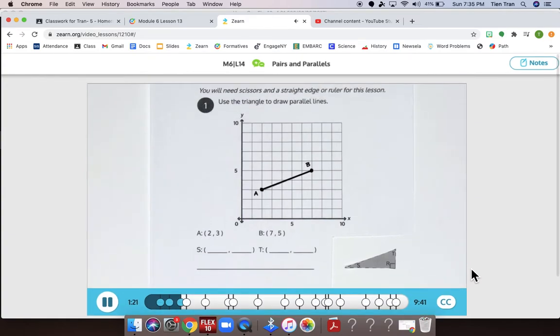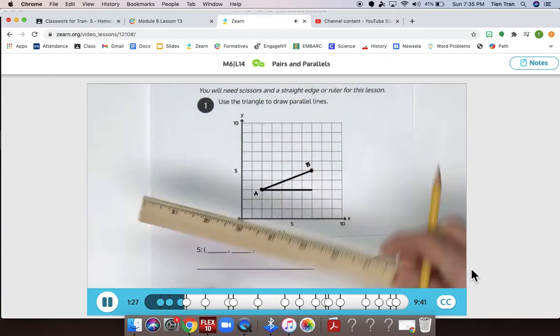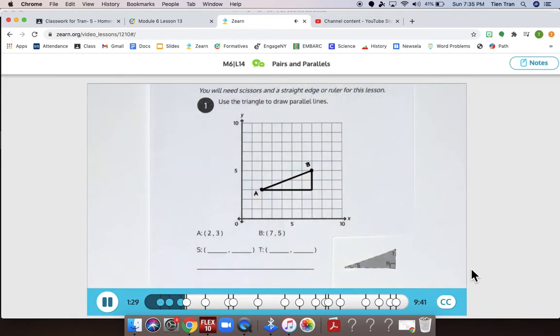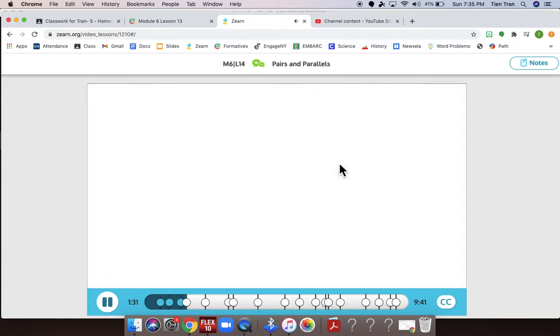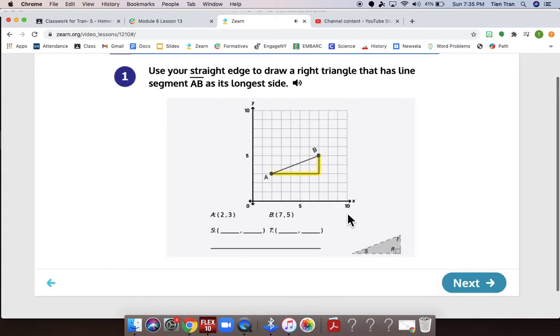We can create a right triangle that has line segment AB as its longest side by drawing 2 more line segments like this. You try. Okay, so this is called a right triangle. And remember what I told you? A right triangle is always 90 degrees. So what that means is that this angle right here is measured at 90 degrees, just like when I was using a protractor.